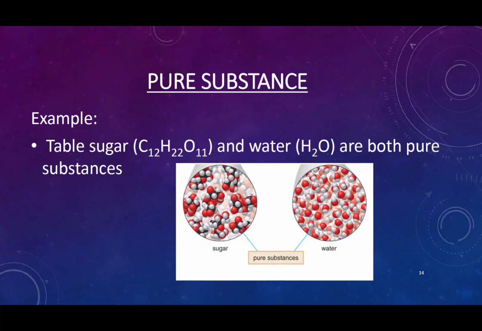These are examples of pure substances: sugar on its own, water on its own. On their own, they are pure substances. All the elements on the periodic table, on their own, are pure substances.